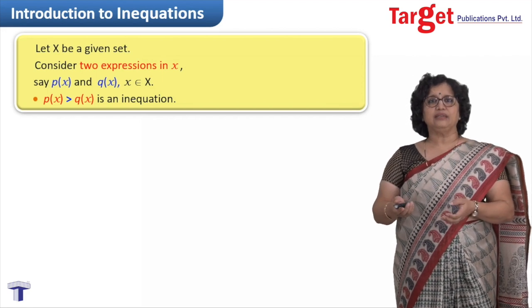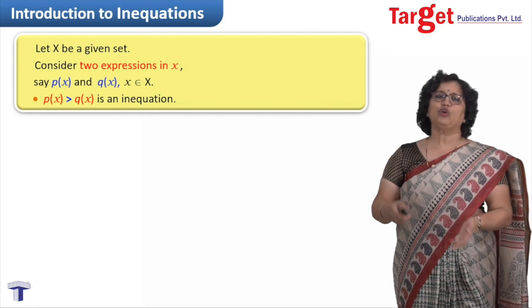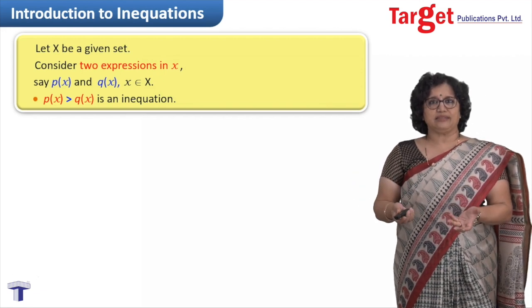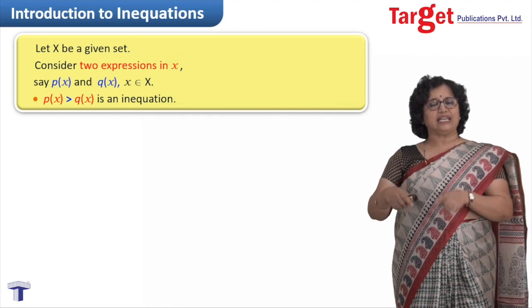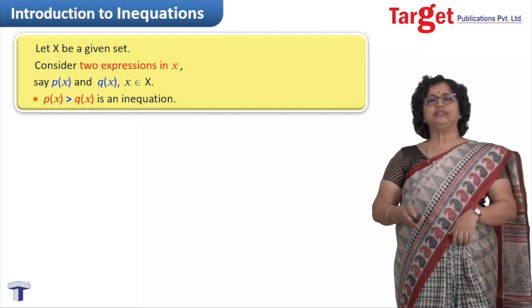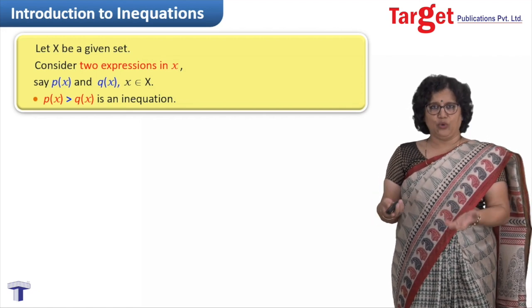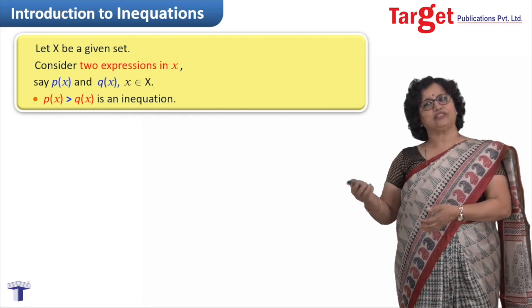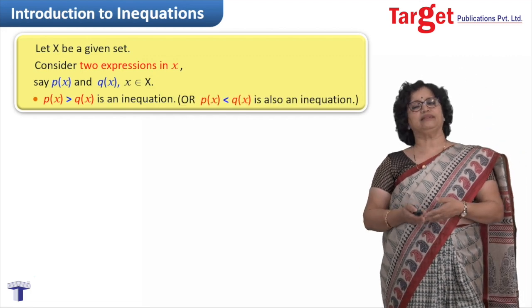The question is what you have called p(x) and what you have named q(x), that is your choice. So some may call it p(x) greater than q(x) and some may read it as q(x) less than p(x) also. So it's only a question of how you read it. So if you wish, I can always say p(x) less than q(x) is also an inequation.